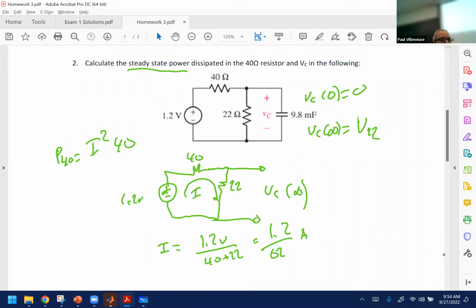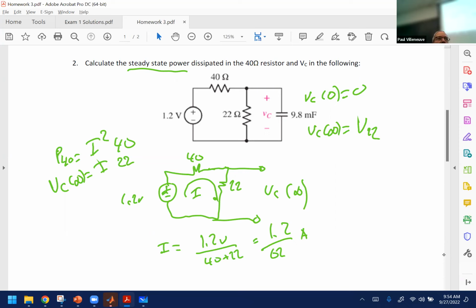I'm still going to do voltage divider rule. Well, I don't, do I? Oh, no, never mind, because VC of infinity equals I times 22. So the only reason why I did the current was because if I had to do voltage divider, I had to do 2 voltage dividers. I mean, I could do one because once I know one voltage divider, the other one is going to be 1.2 minus that. But once I have the current, I can just directly calculate those parameters. So I thought it was more efficient.